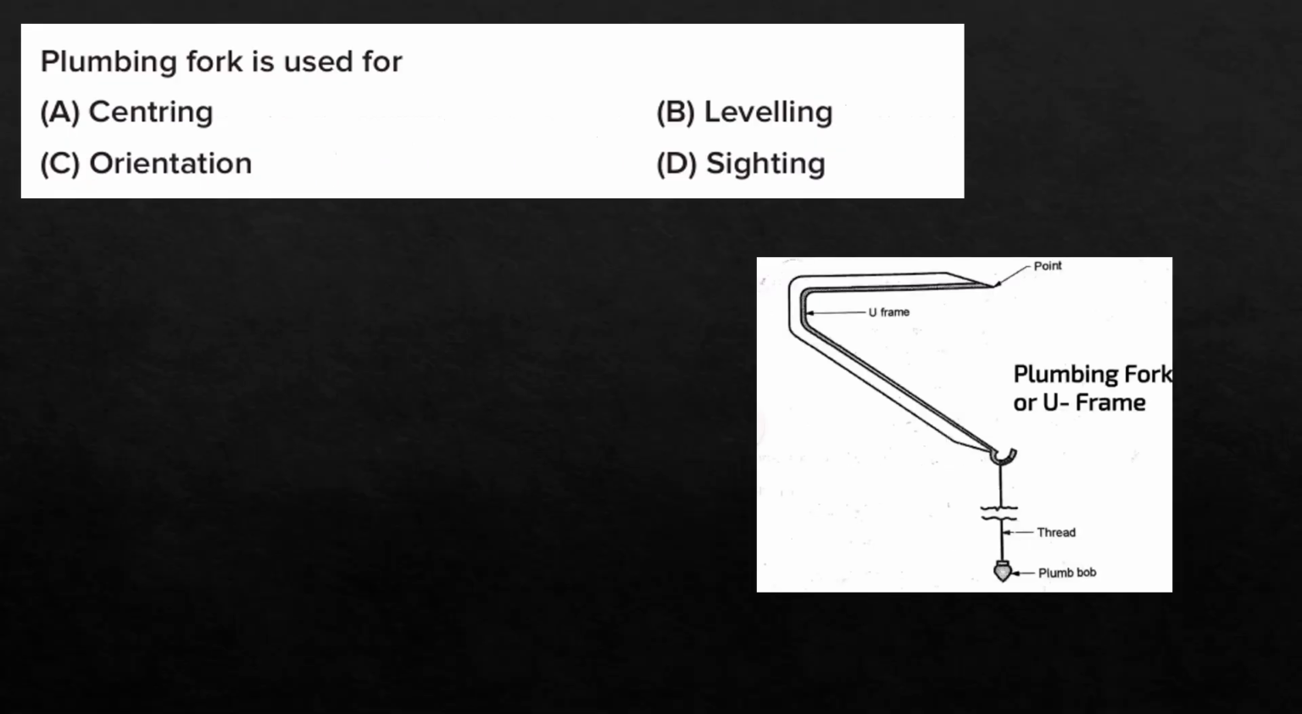Plumbing fork is used for? Plumbing fork is mainly used for centering. This is a figure of a plumbing fork. This is the point from which we need to transfer its location to the ground. This is a U-frame, and a thread is there, and also a plumb bob is there at its end.